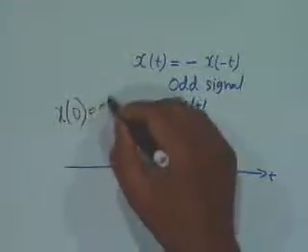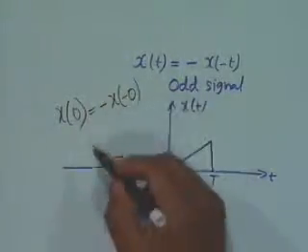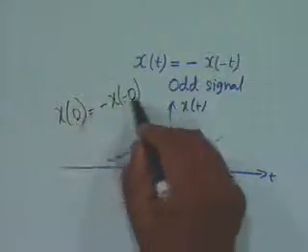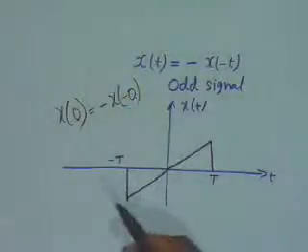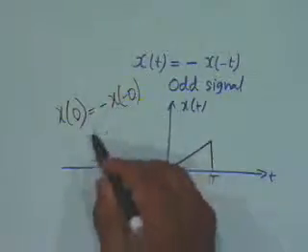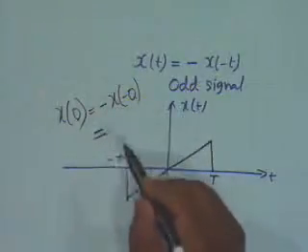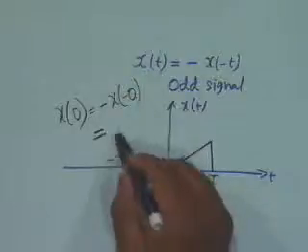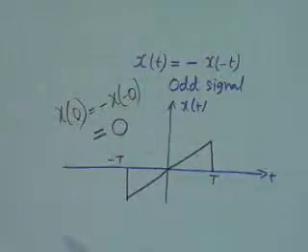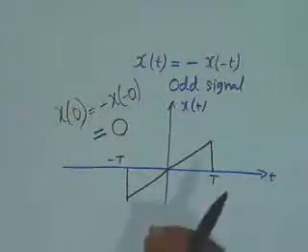And of necessity, you see that for an odd signal at t equal to 0, x of 0 is minus x of minus 0, but plus 0 and minus 0 are the same, and therefore of necessity an odd signal must vanish at its argument equal to 0. Is this point clear? An odd signal cannot have a non-zero value at its argument equal to 0.